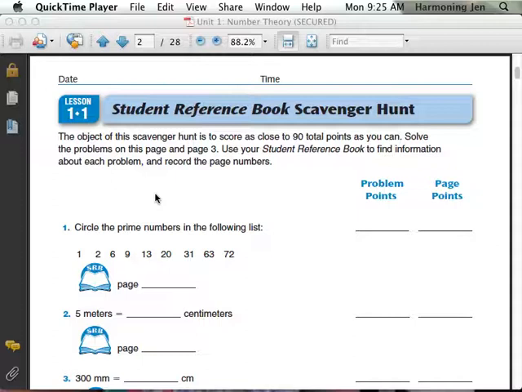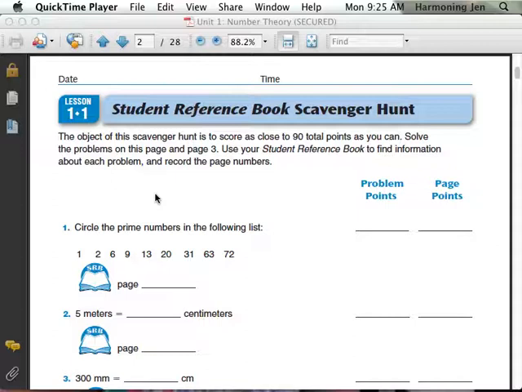You're going to be working with a small group and using the student reference book to help you complete this scavenger hunt. Let's take a look at the directions at the top of the page. Now, I am on page 2 of your math journal. So grab your math journal and open it to page 2. Now let's take a look at the directions.